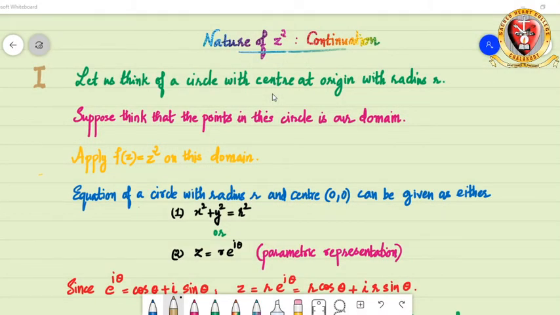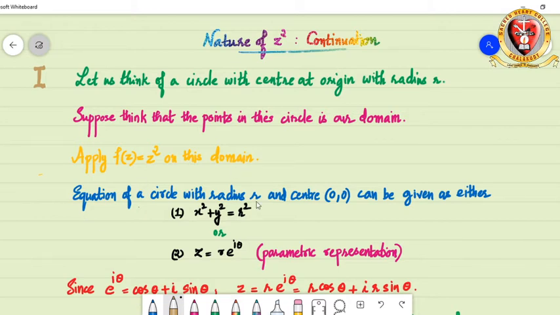In this video, we are going to discuss, as a continuation to analyzing the function f of z is equal to z square and its nature. We can just make it into four parts. In the first part, what we are going to do is think about a circle with center at the origin and radius r, and apply the function f of z is equal to z square on the set of all points on the circle and see what the image will become.